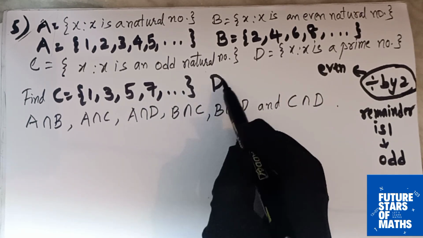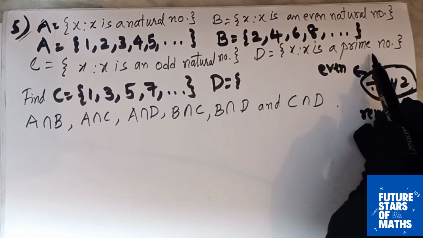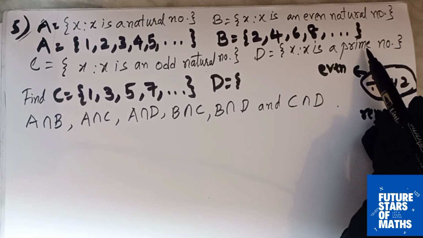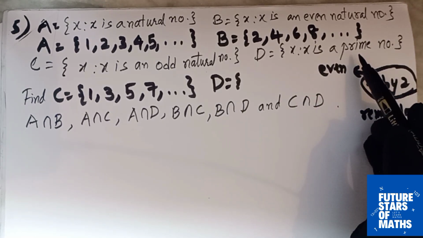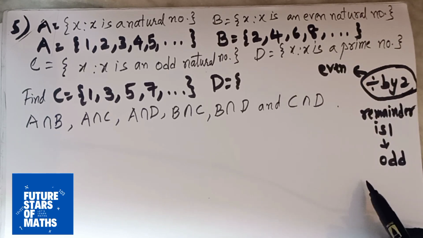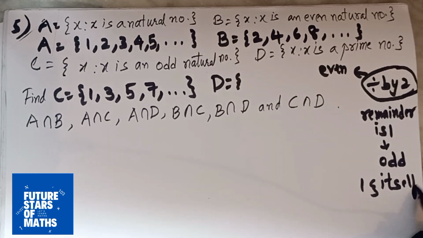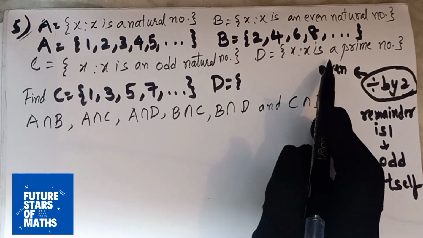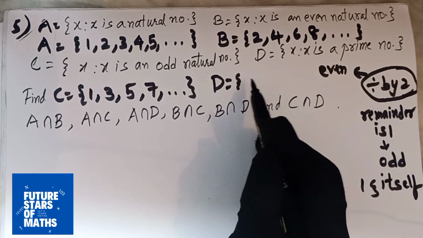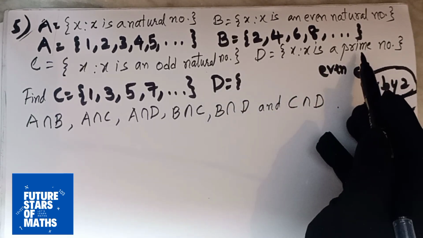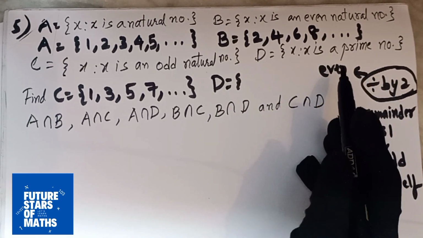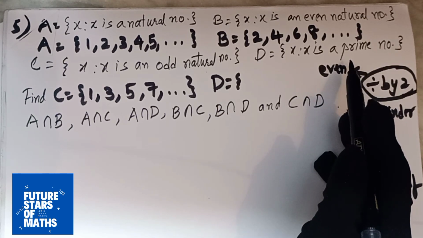Here, what is D? D equal to x such that x is a prime number. That is, prime numbers have only 2 factors, that is 1 and itself. The numbers which occur only in their own table or in one table. That is, it cannot be divisible by any other number. Those numbers are called as prime numbers. So you should remember one point here while writing prime numbers. 1 is neither a prime number nor a composite number.